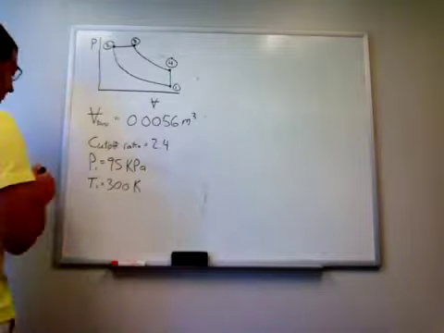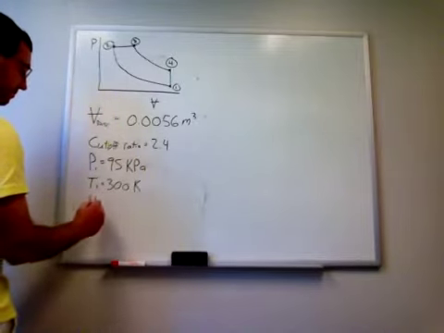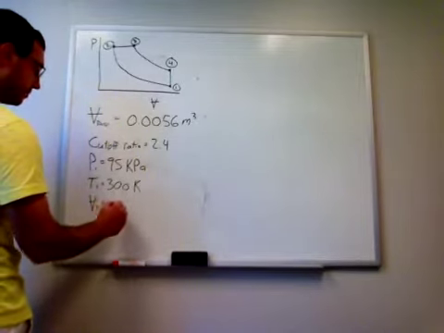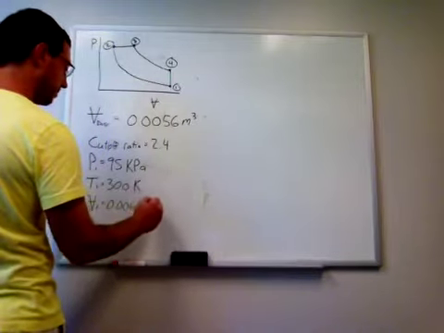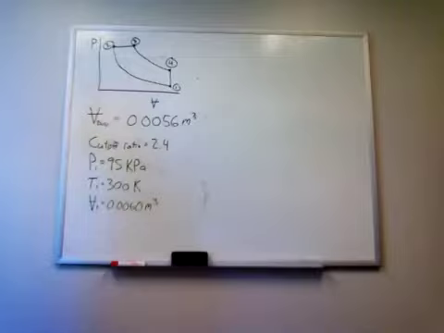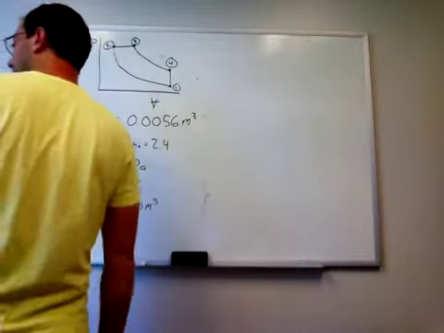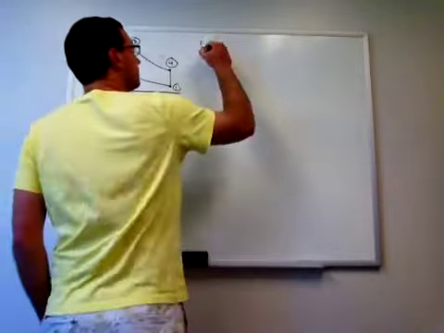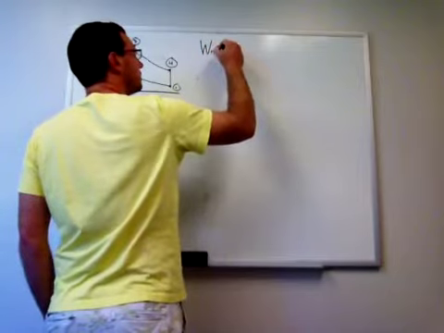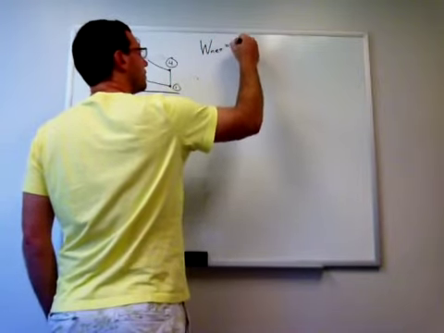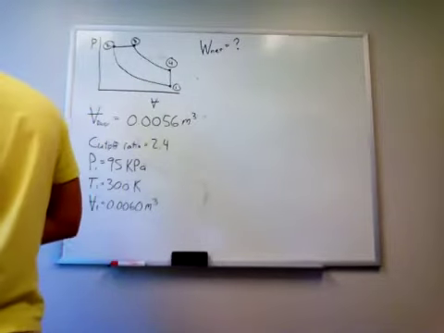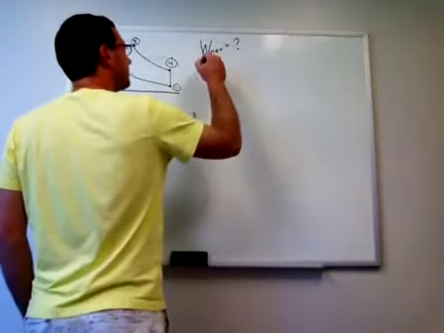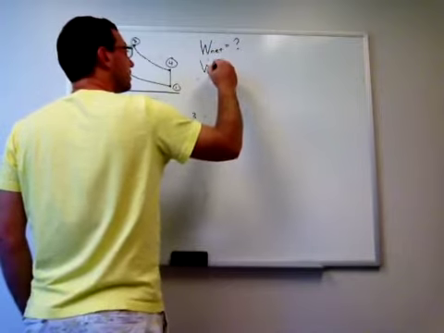and the initial volume 6 liters, 0.006 meters cubed. We want to know the net work in kilojoules. So that would be a capital W. Power in kilowatts. That would be the rate of work.